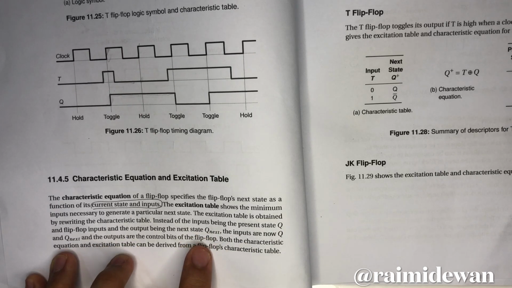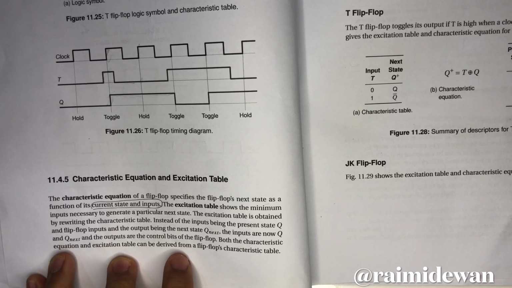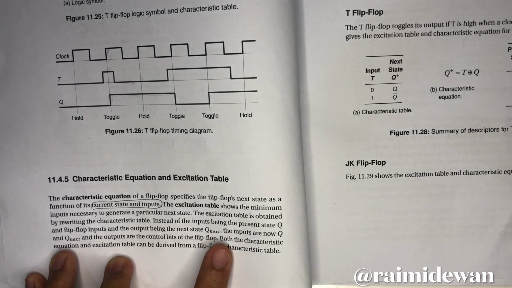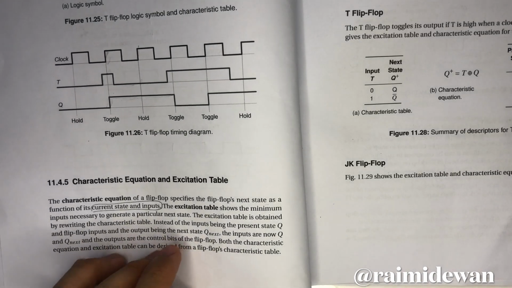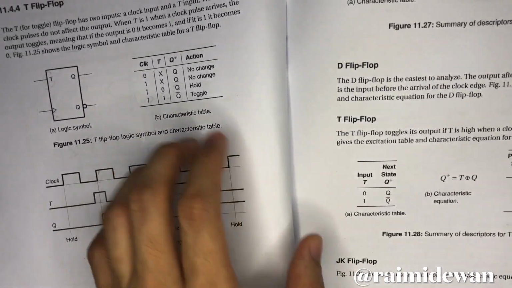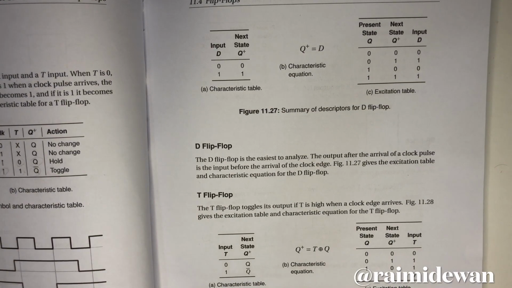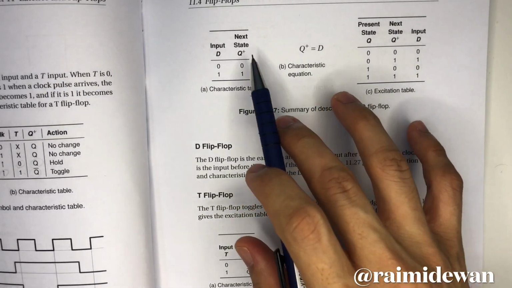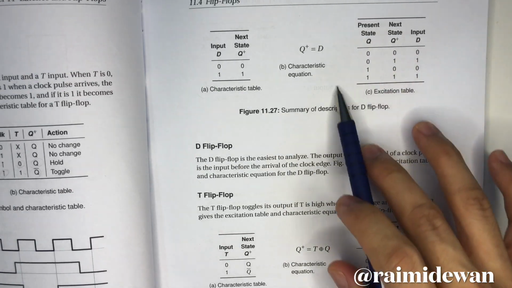In your excitation table, the inputs are now Q and Q next, and the outputs are the control bits of the flip-flop. Both the characteristic equation and the excitation table can be derived from a flip-flop characteristic table. For example, here we see an example of our characteristic table and our excitation table.